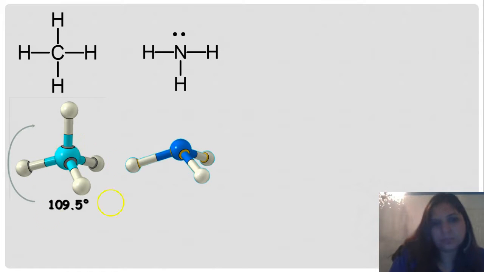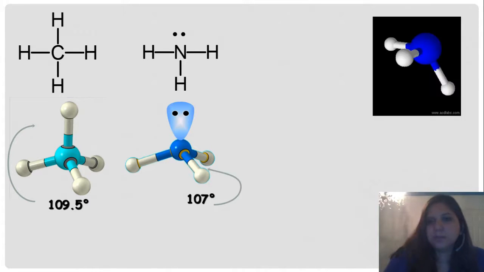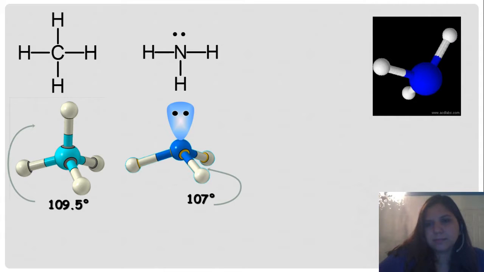These are squished closer together than these would be. Where these are 109.5, this lone pair pushing down further makes these 107 degrees. And so it would look something like this.